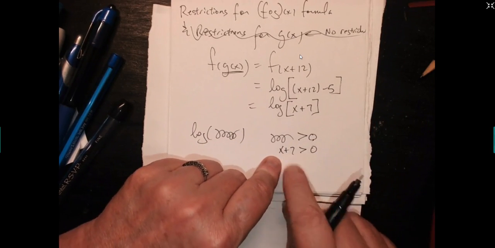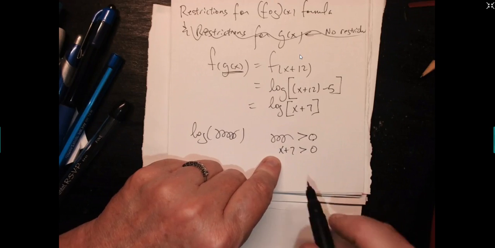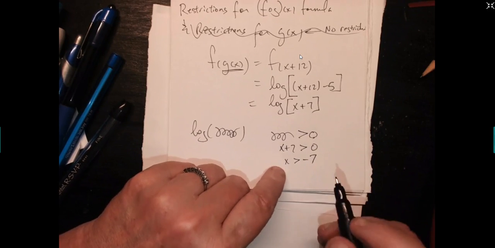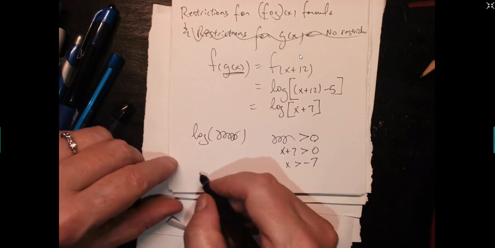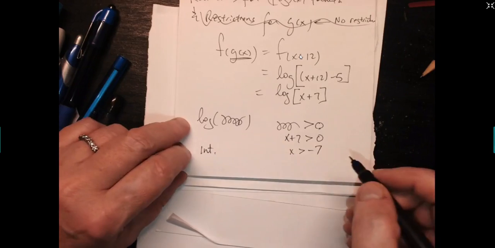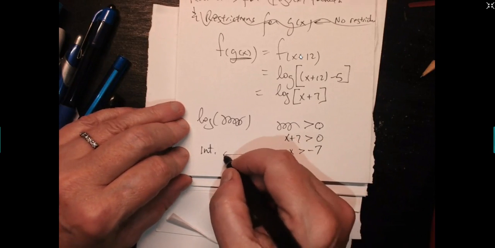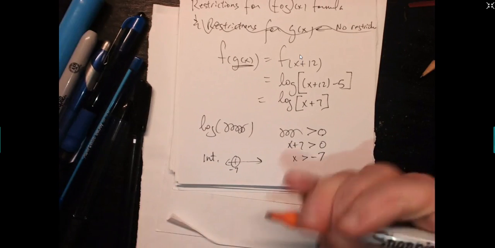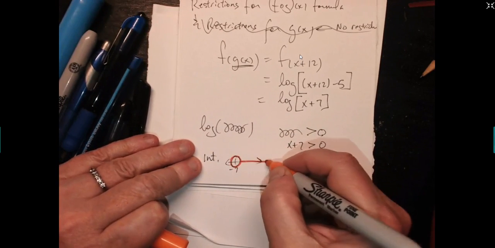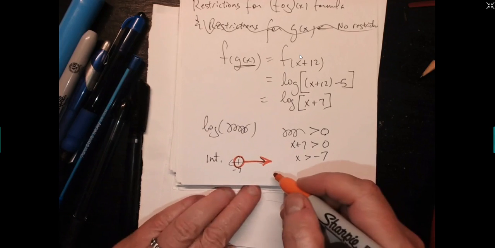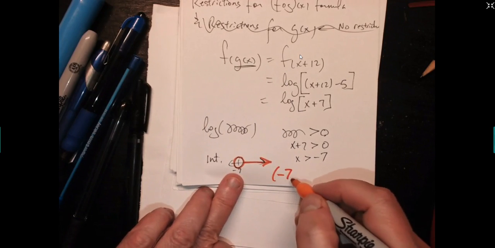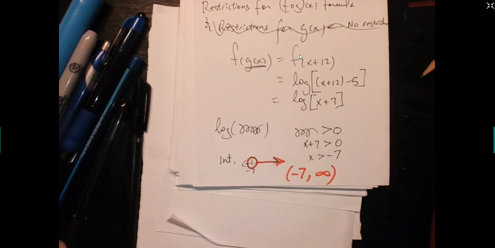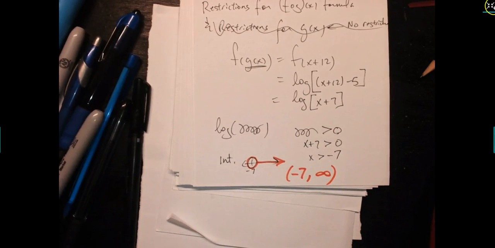So what is the restriction on x? How do you get x by itself? Subtract 7 from both sides. X is strictly greater than -7. In interval form, if it's strictly greater than -7, then we do not include -7 and everything to the right. I start at, but do not include, -7, and I keep going forever. So that's what I'm going to look for.